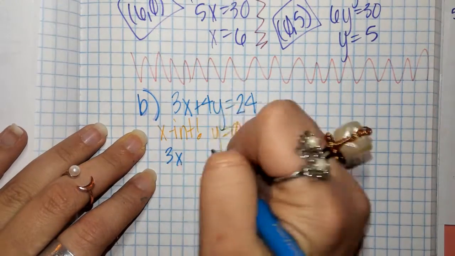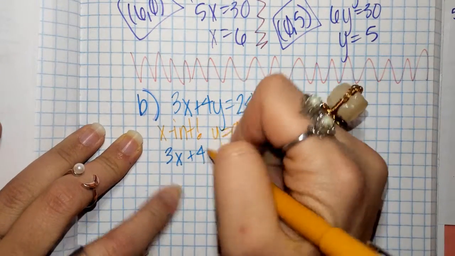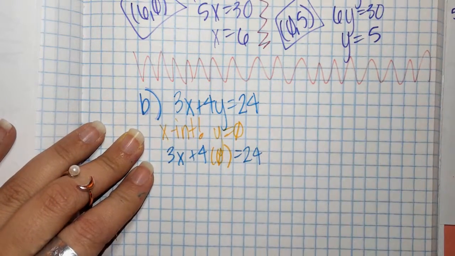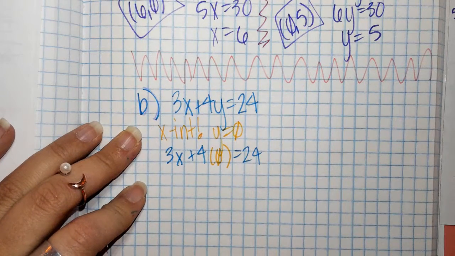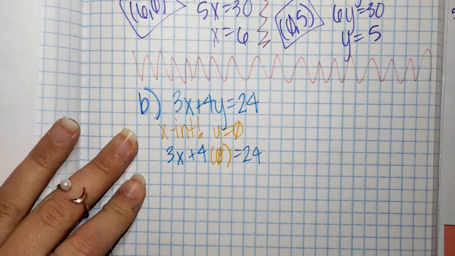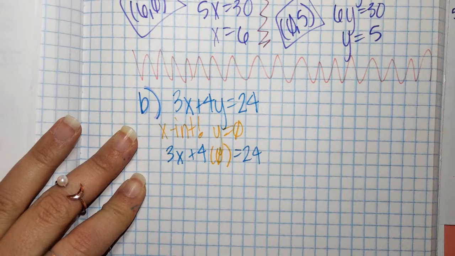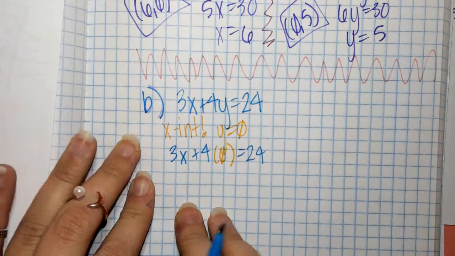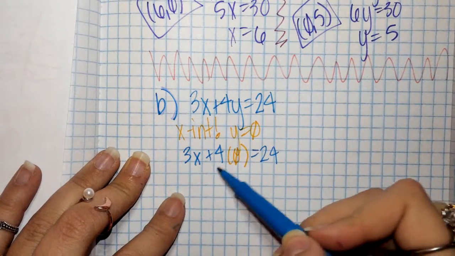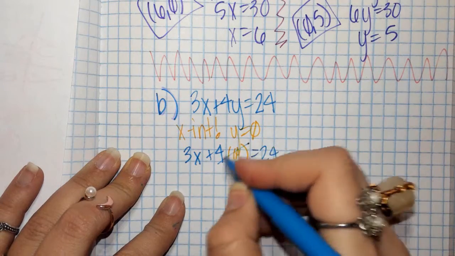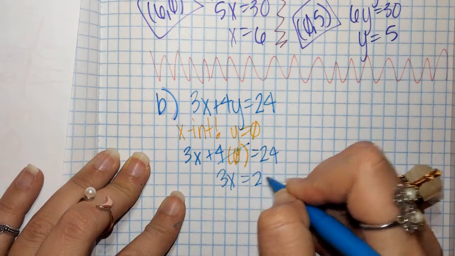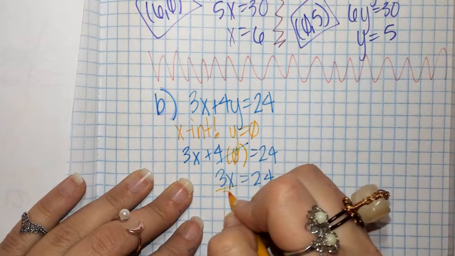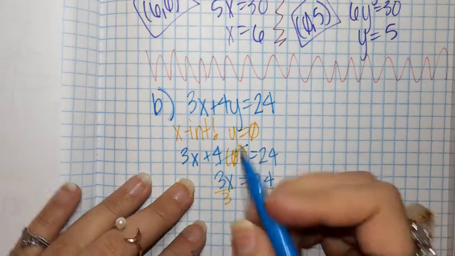So we have 3x plus 4 times 0 equals 24. Do we agree or disagree? Agree. Alright, what's 4 times 0? 0. So those cancel. We bring down our 3x and we set that equal to 24. What do we do now? Divide by 3. Look at you go. And what's 24 divided by 3? 8.